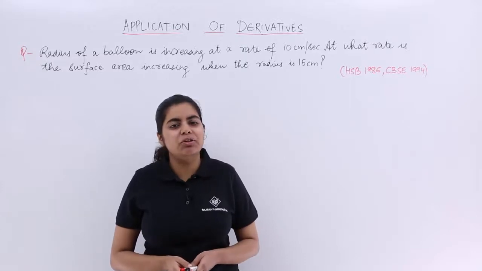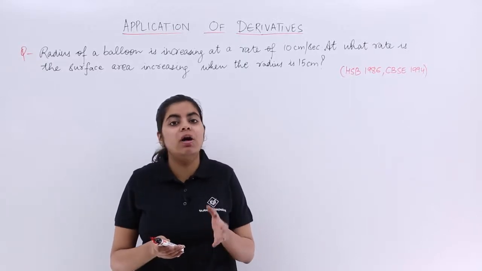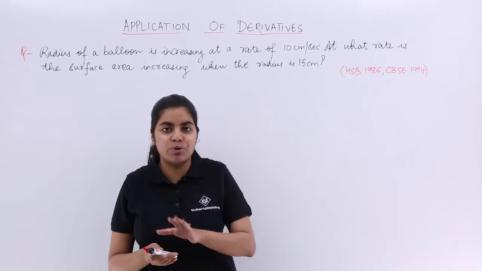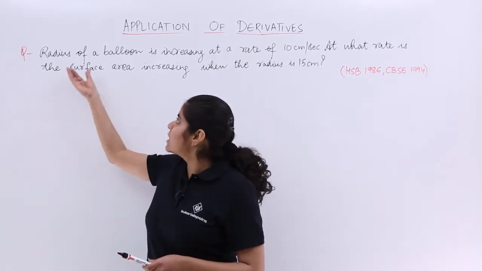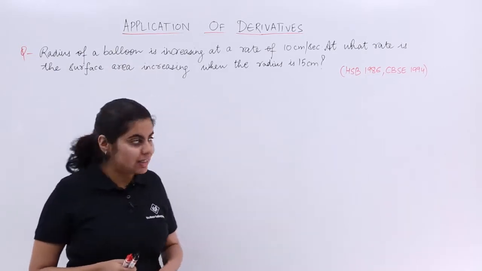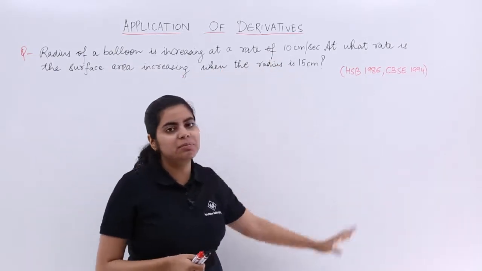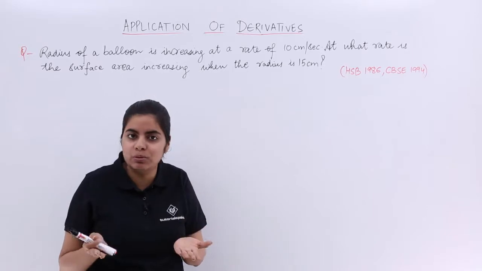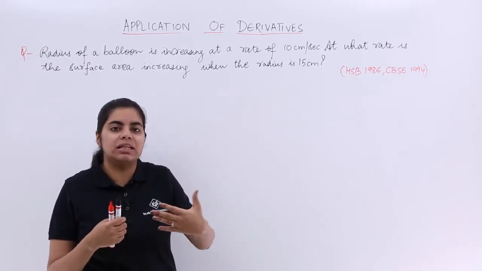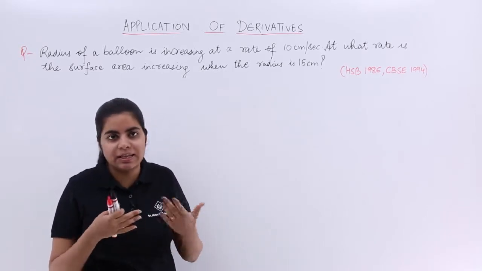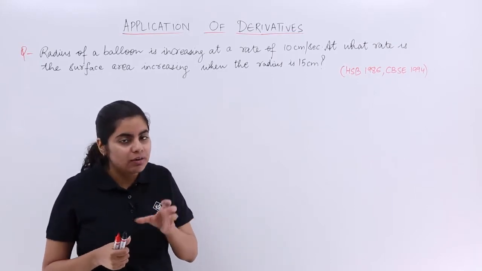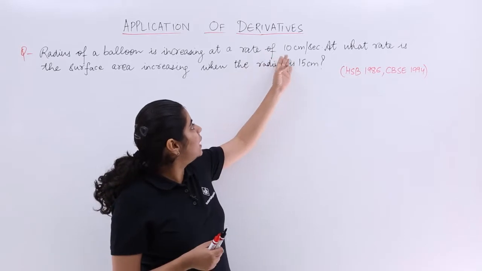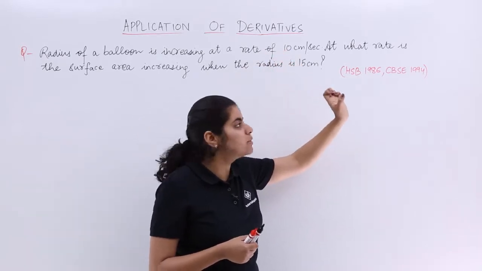In this video, let's see the first numerical problem based on rate of change of quantities in the chapter of application of derivatives. The first problem says the radius of a balloon is increasing at a rate of 10 centimeter per second. So, they are talking about a balloon and its radius is increasing. Maybe it's being inflated, that is why the radius is increasing, but we do not know. So, the radius is increasing and the rate of change of radius is 10 centimeter per second.